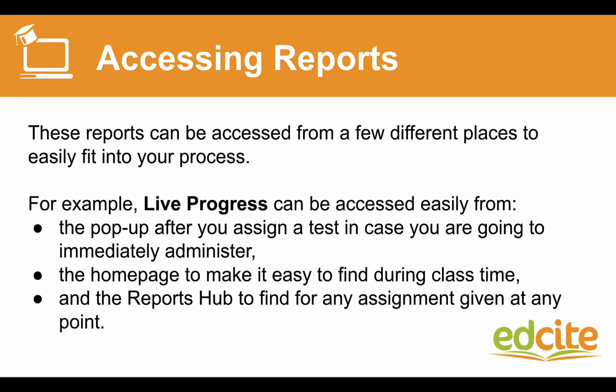All of that data can be accessed from a few different spots within your Edcite account, so it easily fits into your process. For example, live progress can be accessed easily from the pop-up after you assign a test, in case you are going to immediately administer it, the home page, so it's easy to find upon logging in, during class time especially, and the Reports Hub, so you can find any assignment's live progress at any point.